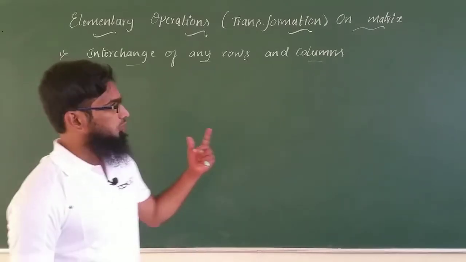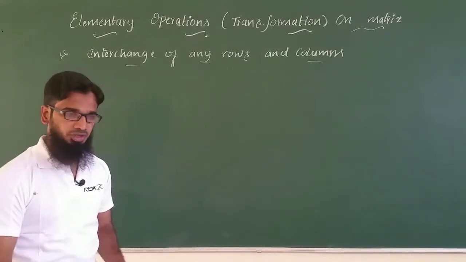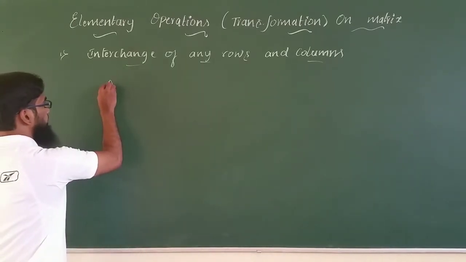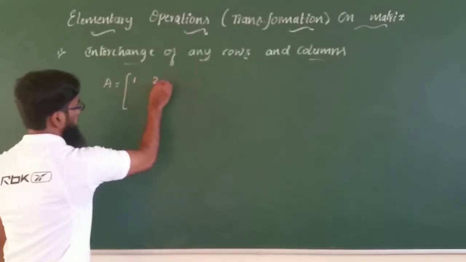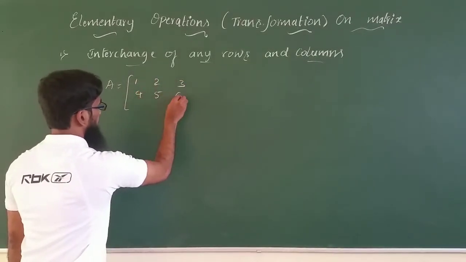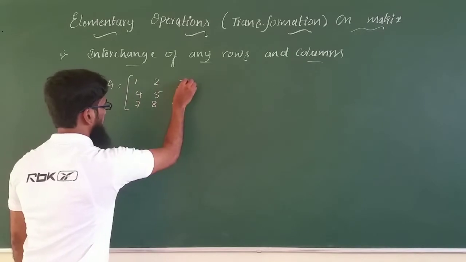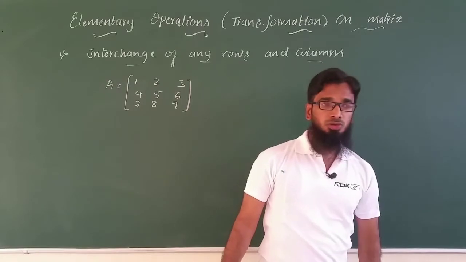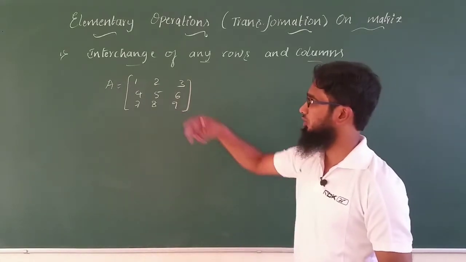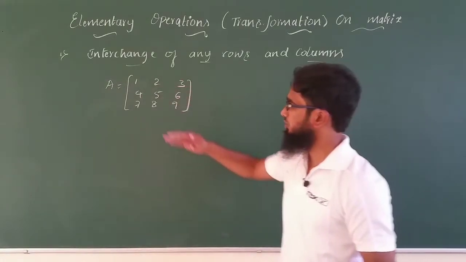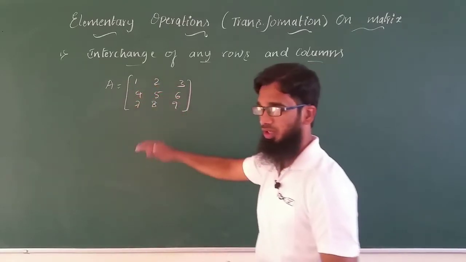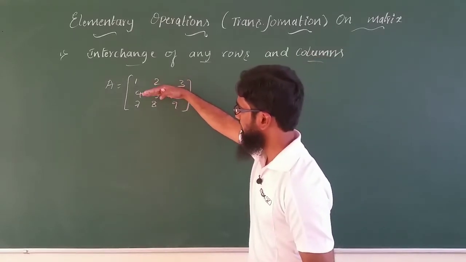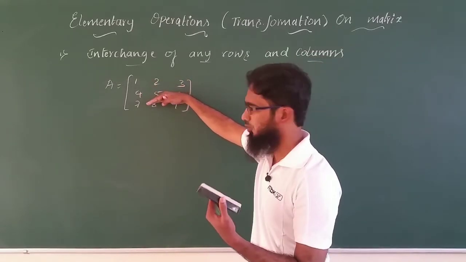Now let's explain the interchange of any rows and the columns. Take matrix A equal to 1, 2, 3, 4, 5, 6, 7, 8, 10, some given matrix A. This is row 1, row 2, and row 3, and C1, C2, C3 are the columns. According to this operation, we can interchange row 1 with R2.